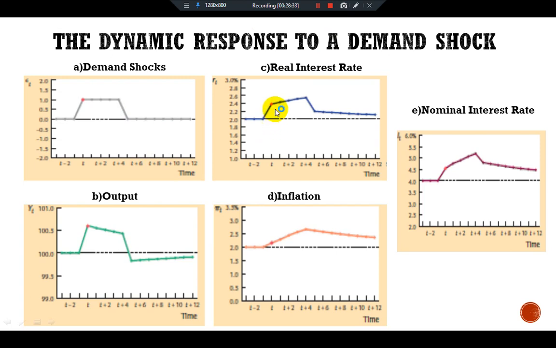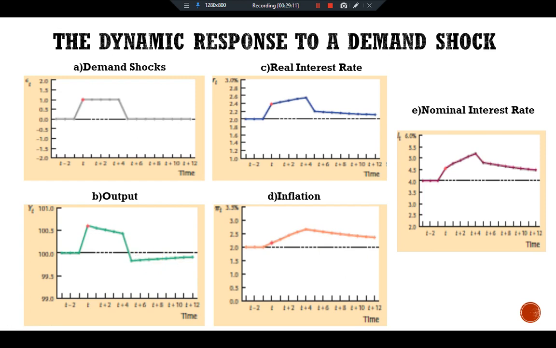So see, we have a rise in real and nominal interest rate. When the demand shock disappears, both the real and nominal interest rate, we can say, return to their natural level. These responses occur when the central bank sets the nominal interest rate. It takes into account both the inflation rate and deviations of output from its natural level.